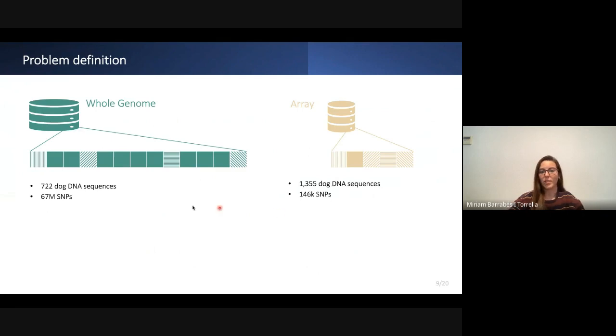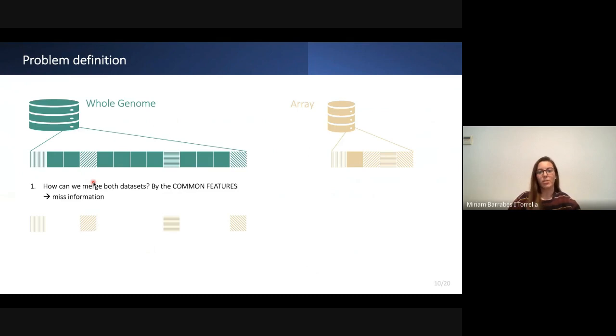And these sequences have some common features, some common SNPs. I've marked them with the same texture, but there are some features that are only in whole genome, or some features that are only in array. So how can we merge both datasets? Because if we do it by the common features, most probably we will be losing a lot of information which might be relevant for future studies.